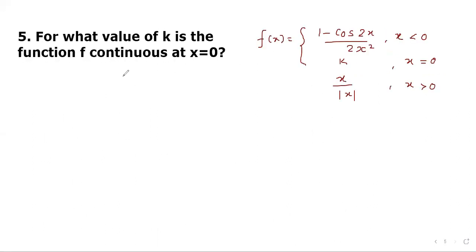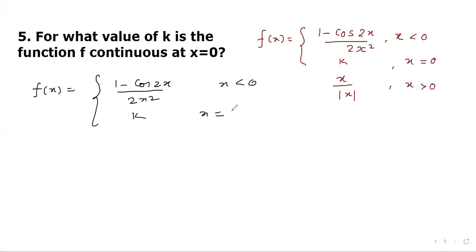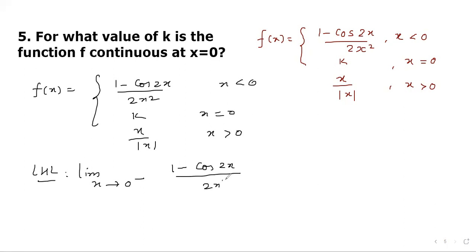Now, let's consider one more question. For what value of k is the function f continuous at x equal to 0? So we are given f(x) equal to 1 minus cos 2x divided by 2x square when x is less than 0. It is k when x equal to 0, and it is x upon modulus x when x is greater than 0. So LHL: limit x tends to 0 minus. Consider this function 1 minus cos 2x divided by 2x square.